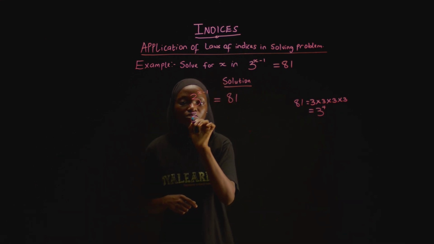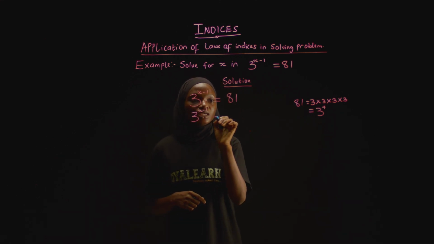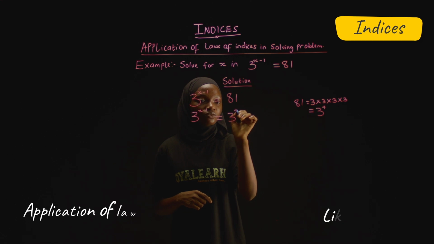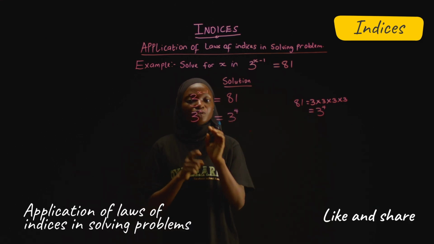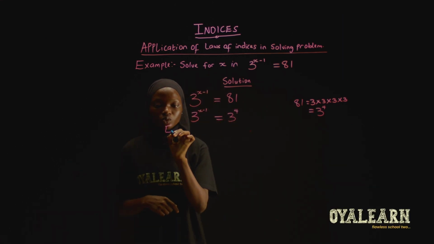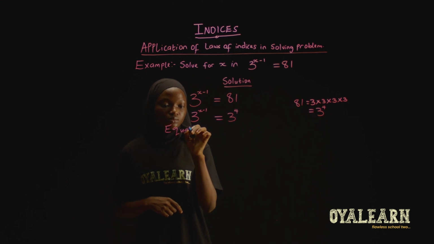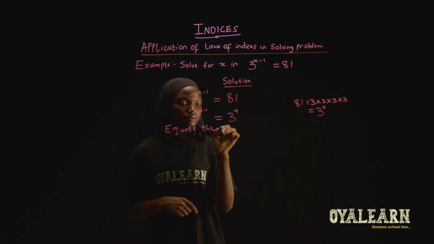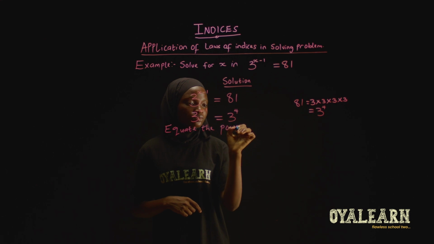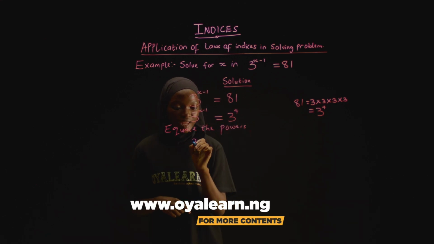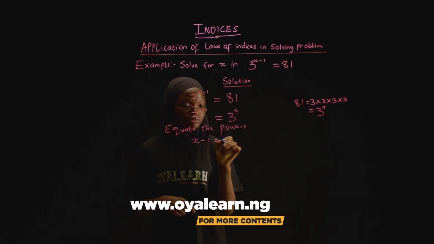So here we'll have 3 raised to the power x minus 1 equals 3 raised to the power of 4. Since they're having the same base, we just equate the powers. So equate the powers. We have x minus 1 equals 4.